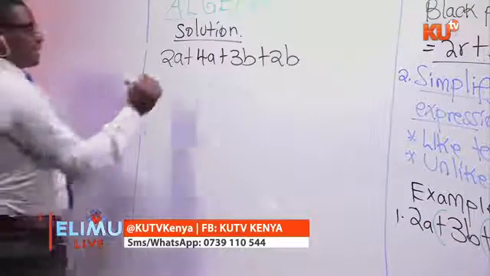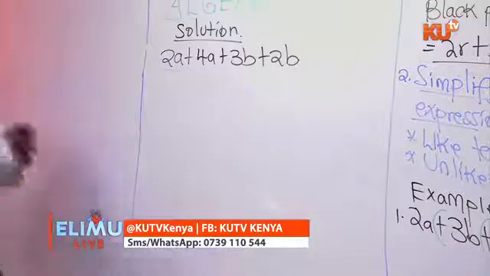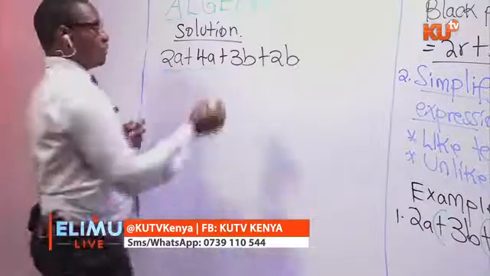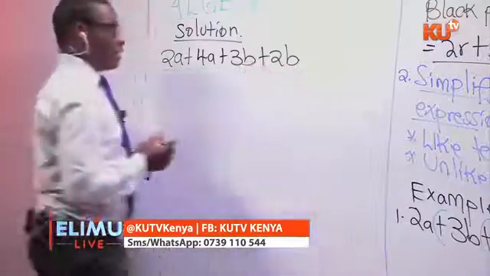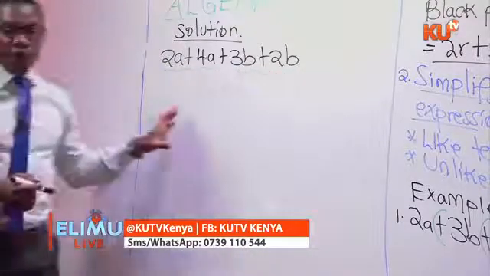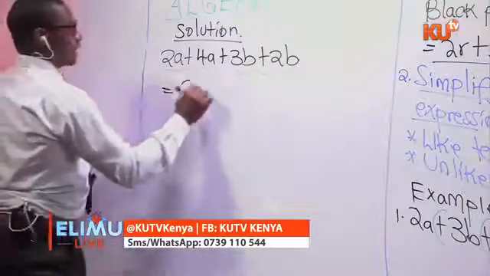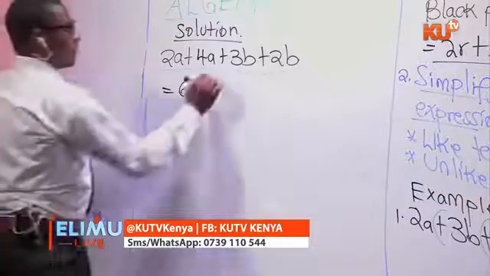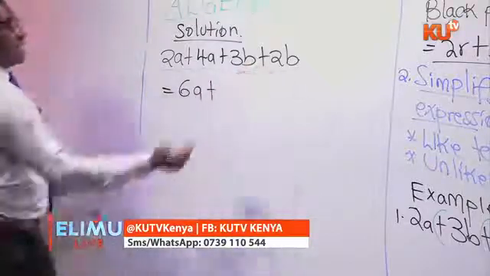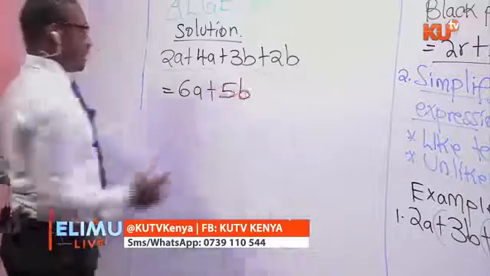So we realize that 2a and 4a are similar. If they are similar, it means we can be able to solve. 3b and 2b are similar. It also means we can be able to solve. Now 2a plus 4a, we get our answer as 6a. Then plus, because of the addition sign, 3b plus 2b, we get our answer to be 5b.